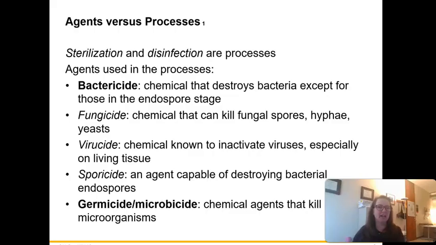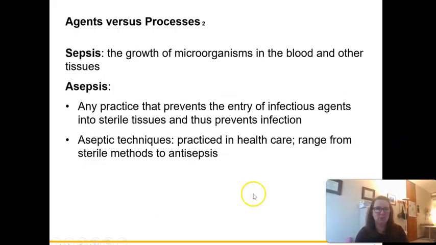So when you see "cide," you're thinking to kill something, but as we talked about with the bactericide, it's only killing the vegetative cells of the bacteria, not the endospore stage, which again, we are going to set as our highest standard for being considered sterile: completely removing microorganisms, including the endospore stage. Okay. All right. In living tissues, we're often thinking about these terms: sepsis, asepsis, and then antisepsis.